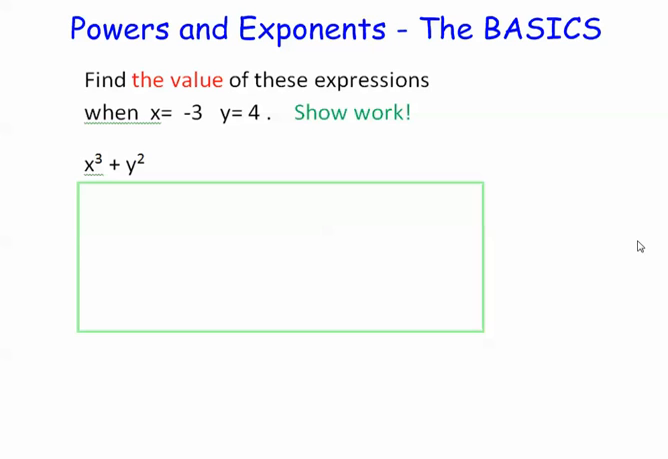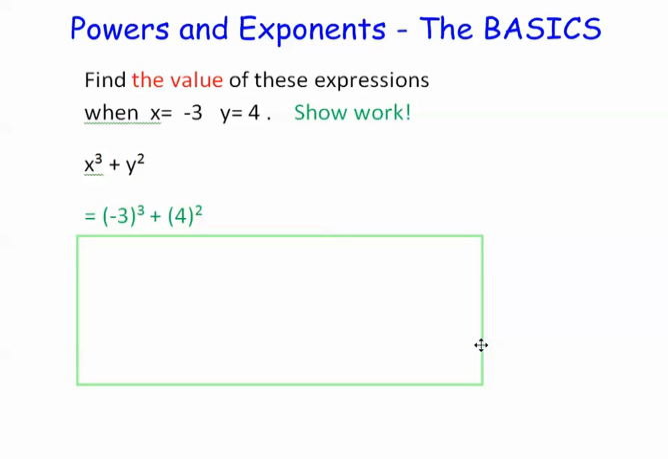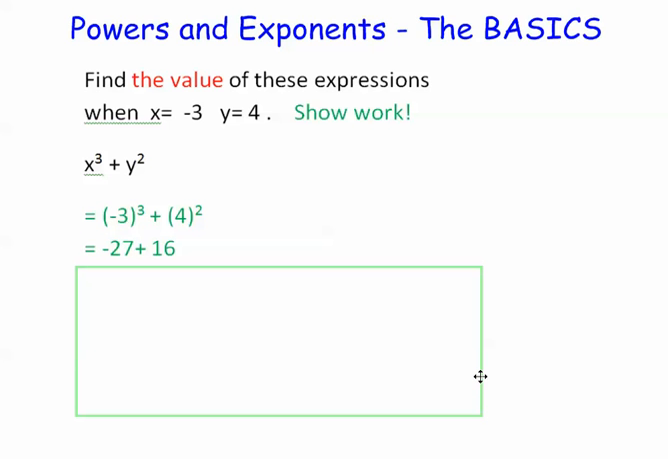Now find the value of these expressions when x is worth -3 and y is worth 4. Be sure to show your work in your notes. The first thing you needed to do is rewrite the expression with the value of x as -3 and the value of y as 4. It is very important that you use parentheses around your original x and original y value. You would first evaluate the exponents. Then, since you don't have any multiply or divides, you would add, subtract.